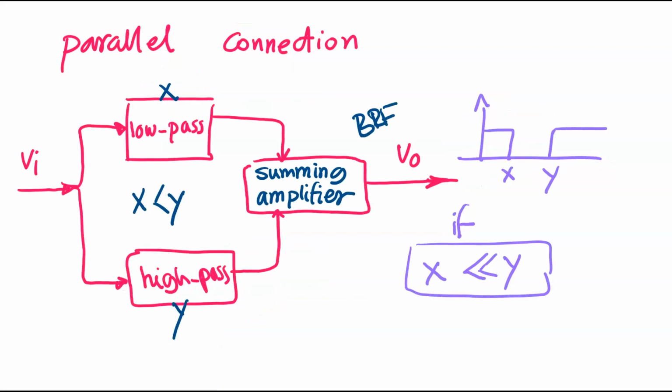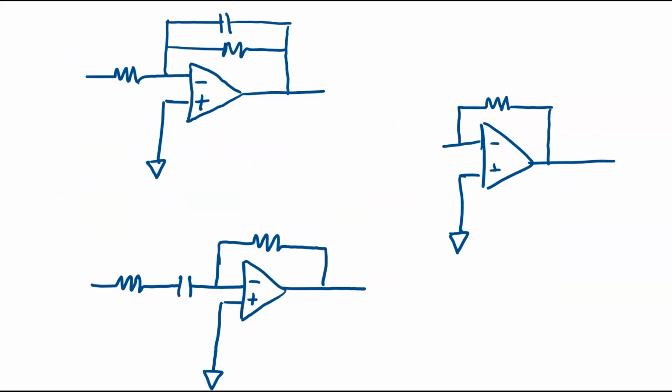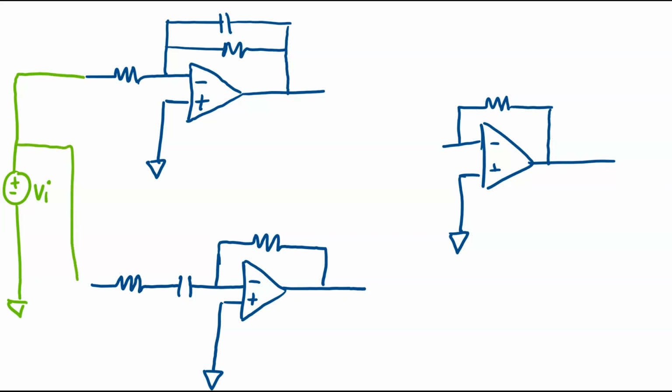So based on the configuration that I have here, I need to apply the input signal to both the low pass and high pass filter. Here I'm assuming that this is my VI, and VI needs to be connected to both my low pass and high pass filter. And then these need to be added together by a summing amplifier.